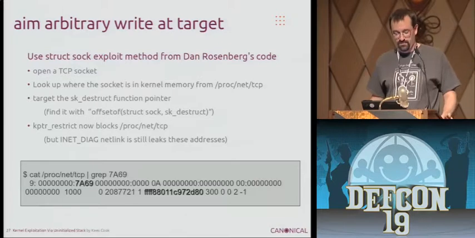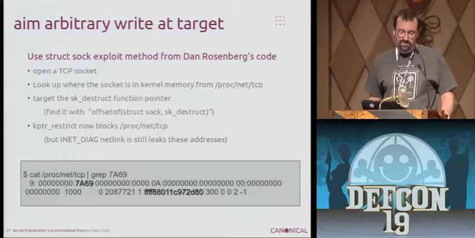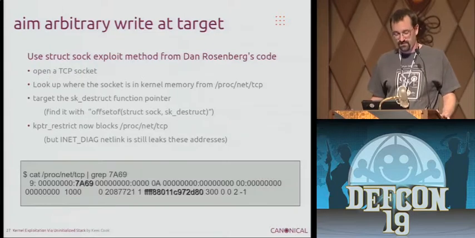In modern versions of the kernel, kptr_restrict now blocks /proc/net/tcp, but you can still get the same information out of a netlink interface that is still open. So you just have to modify your code a little bit.